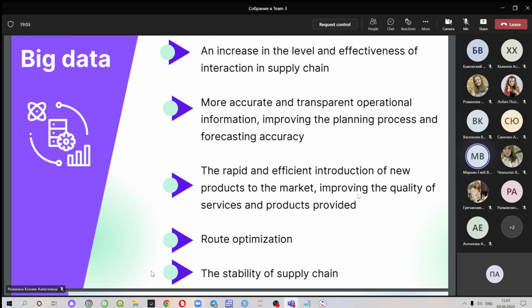Separately, it's necessary to note the strong influence of big data on the rapid and efficient introduction of new products to the market, improving the quality of services and products provided, and increasing the level of service and customer service in the supply chain. It's also worth noting that route optimization can be carried out using a large database and analysis technology. In this case, road conditions, weather conditions, geolocation, etc. are analyzed. Finally, analytics of large databases has a positive effect on the stability of supply chains.